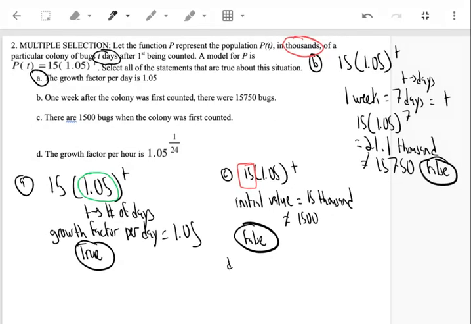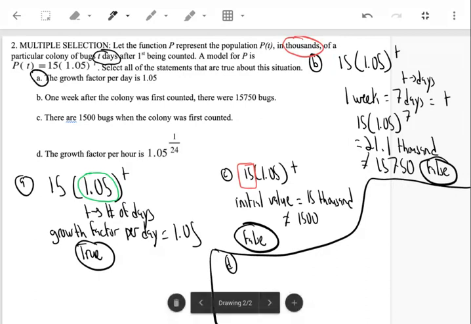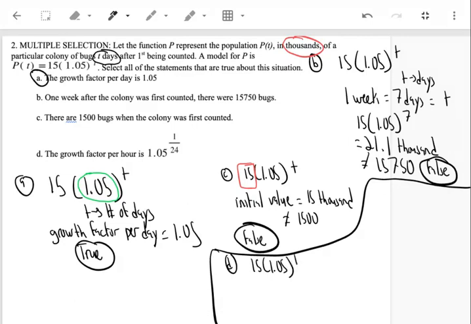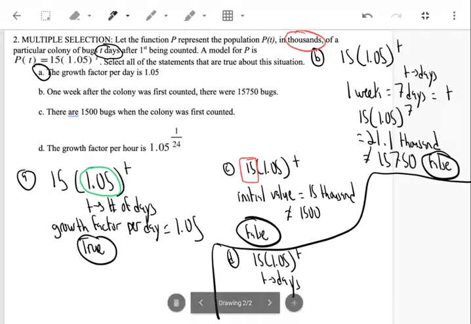Okay, now let's do D. And D, I'm going to run out of room, but I'm going to do my best. Do that here. So 15 times 1.05 to the power of t. T, again, is days. Okay. So 1 week, let's see, D. The growth factor per hour is 1.05 to the power of 1 over 24. So let's go ahead and check that. So our growth factor per day is 1.05. Now we want to find our growth factor per hour.